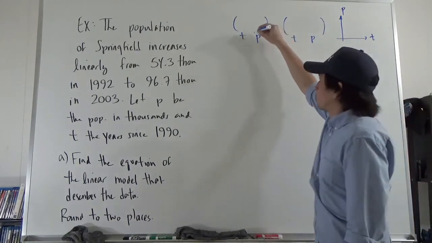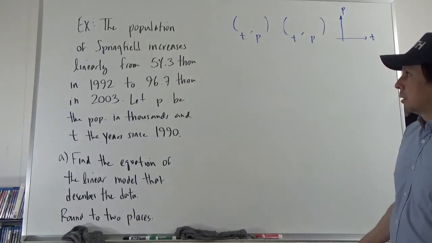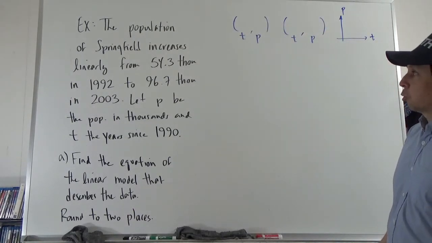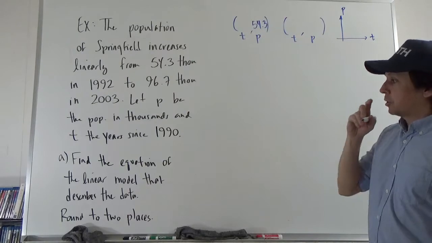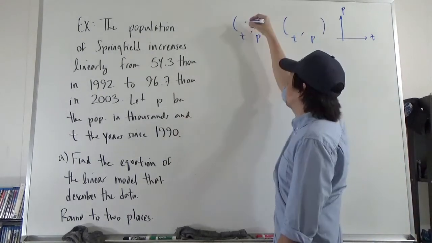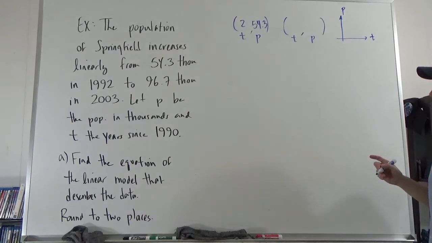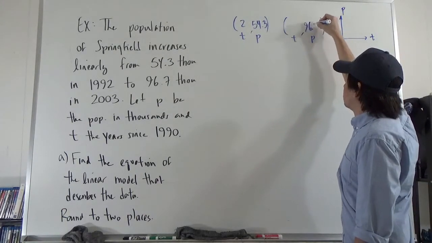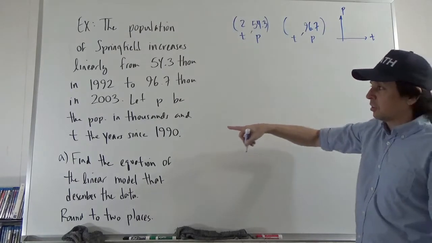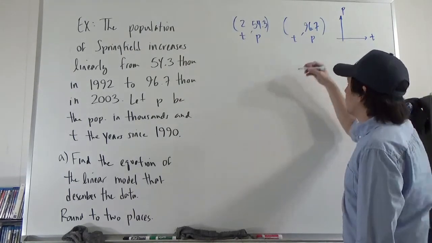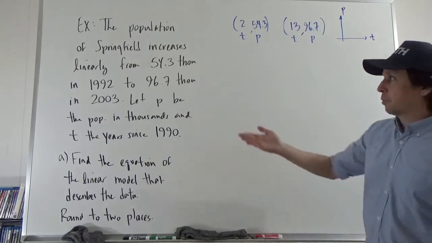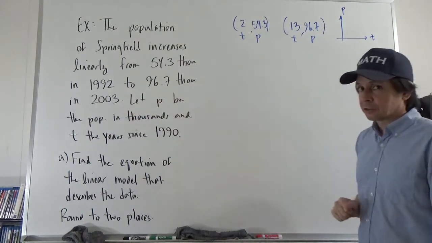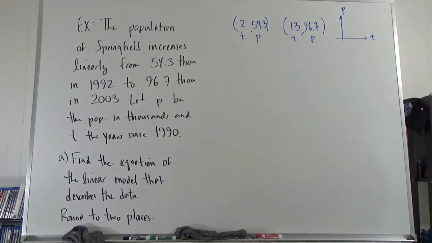Okay, now let me grab these 2 points from the paragraph there. The population was 54.3 thousand. That's P. In the year 1992, which is a T value of 2. And then the other point is the value was 96.7 thousand in the year 2003, which is a T value of 13, not 3. Be careful. You can't just grab the first number and make it the first coordinate and the second number the second coordinate, because it depends which one is the dependent and independent variable. Okay, and now we're ready to go.